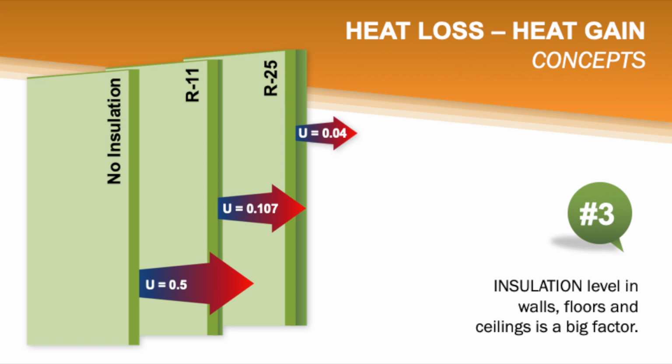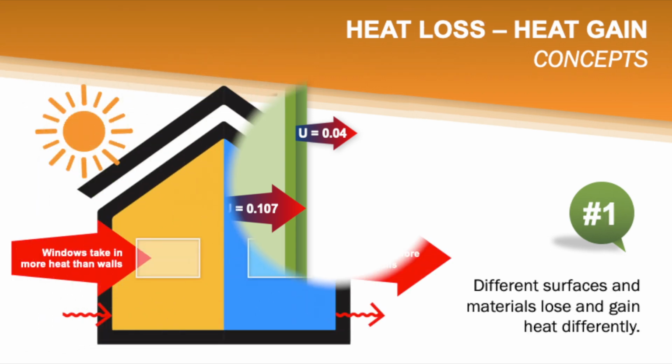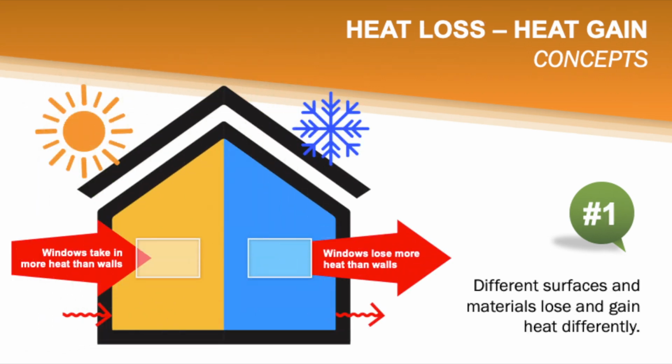A little information about ratings. Notice in this illustration, the higher the R value, or resistance to heat transfer, the lower the U value, or rate of heat transfer. The fourth concept concerns differences in heat loss and heat gain between walls and ceilings.